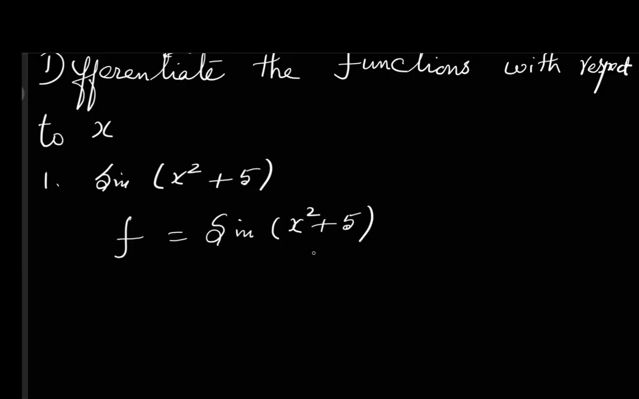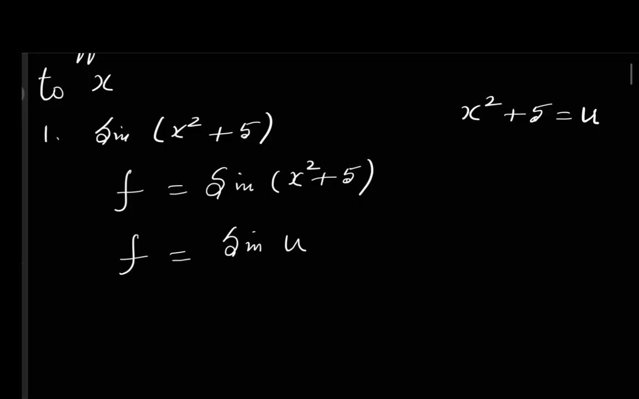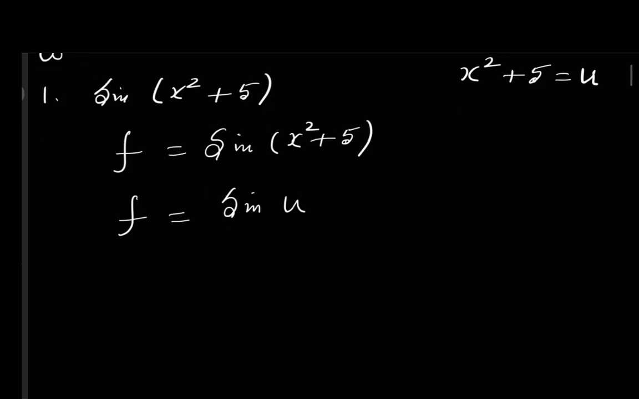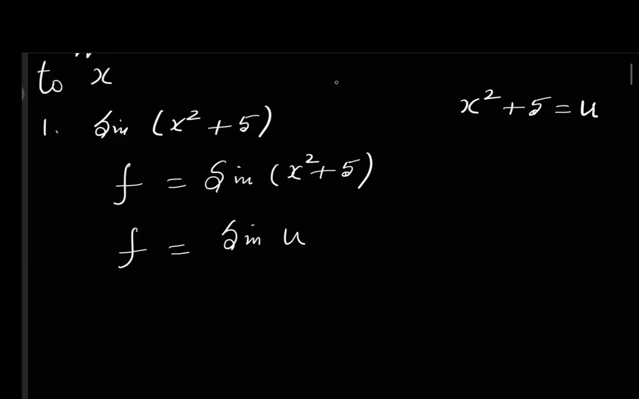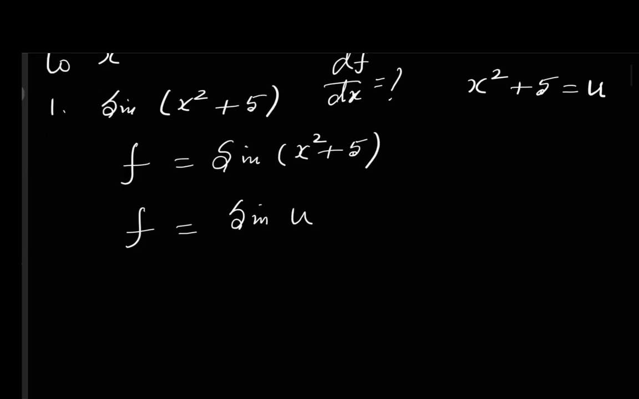First let me take the function x squared plus 5 as some function u. So here u is a function of x. Therefore this f function becomes sine u, where I replace x squared plus 5 as u. So the function f becomes a function in terms of u. But the question says to differentiate f with respect to x, df by dx.